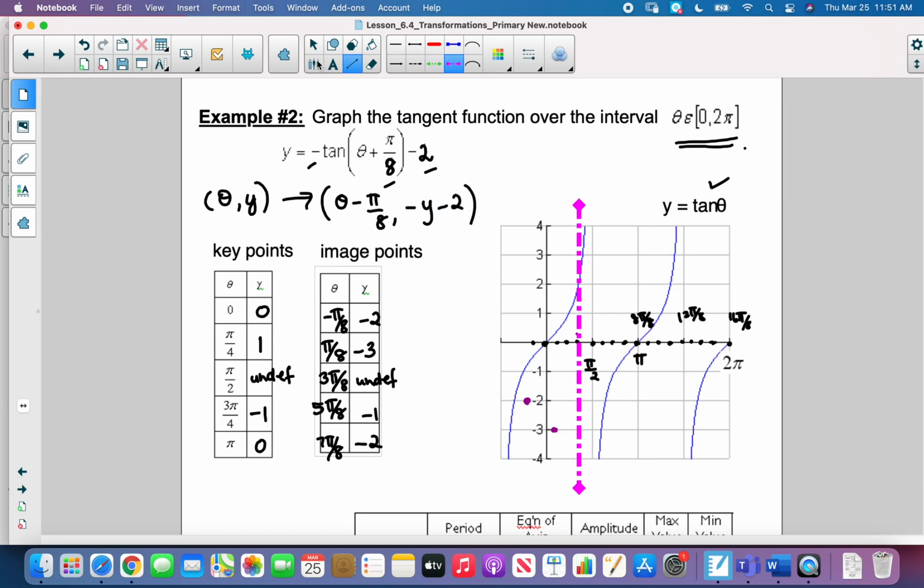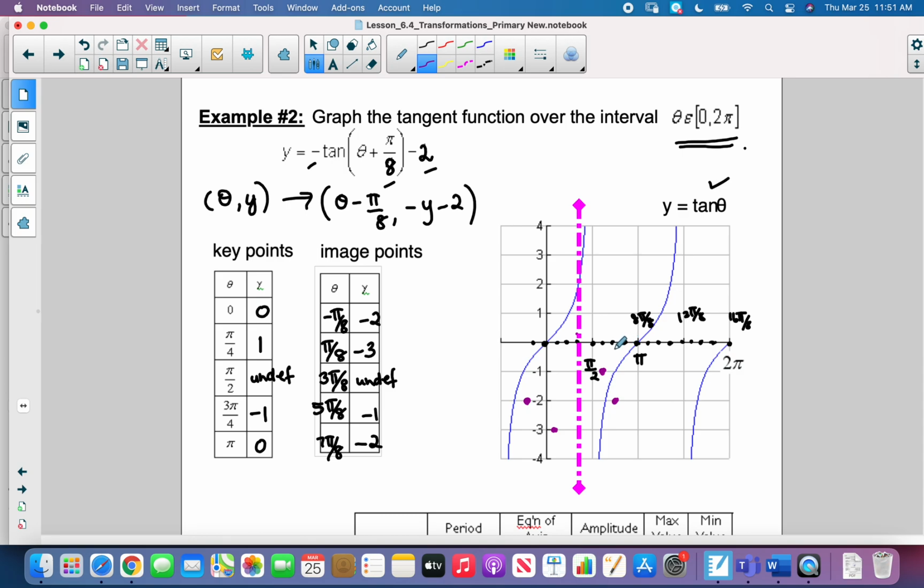Okay, then let me go back to plotting. 5 pi over 8, so 1, 2, 3, 4, 5 pi over 8 and negative 1. So I have this point. 6, 7 pi over 8 and negative 2, which is this point here.